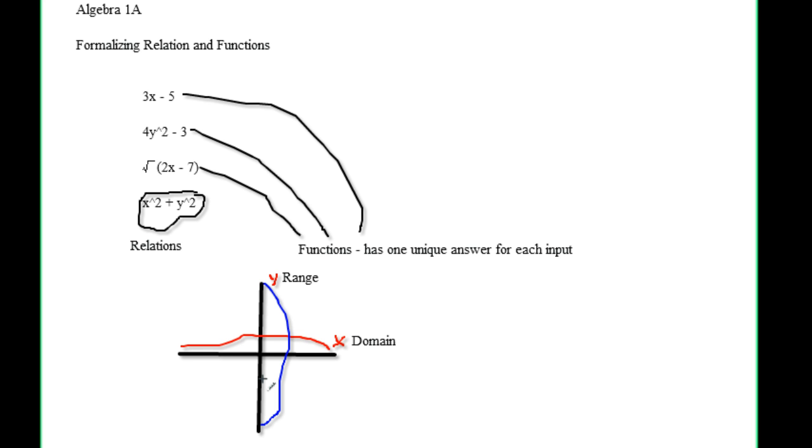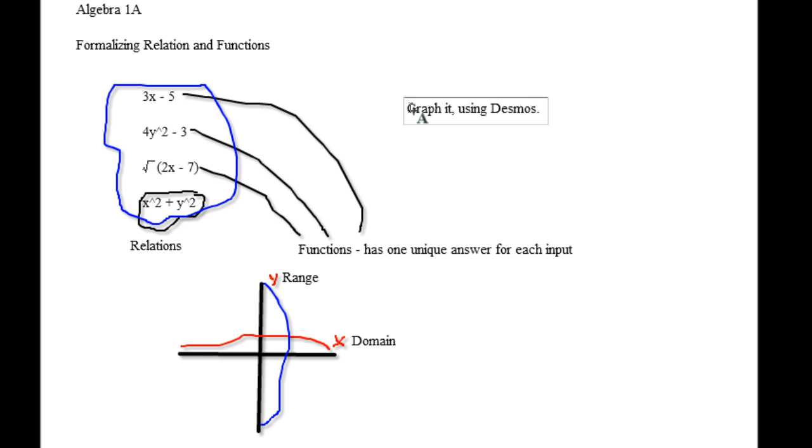For example, when I showed you these ones in the beginning, you guys were going, well, I don't know how to tell if it's a relation or function. The best way to do it is to graph it, and please use desmos.com. If you haven't got hooked on that, please do so. And then what you're going to do is use the vertical line test.